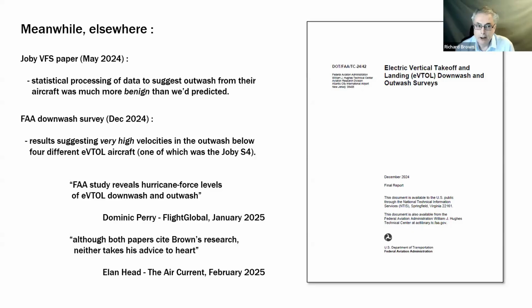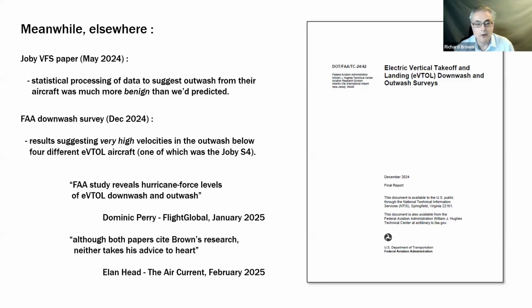Now, work was going on elsewhere, of course. In May 2024, Joby presented a paper at the Vertical Flight Society Forum, where they used statistical processing of data to suggest that the outwash from their aircraft was actually much more benign than we'd predicted. On the other hand, the FAA produced a downwash survey, a rather notorious report these days, in December 2024, with results that suggested very high velocities in the outwash below 4 different eVTOL aircraft, one of which actually turned out to be the Joby S4 in any case.